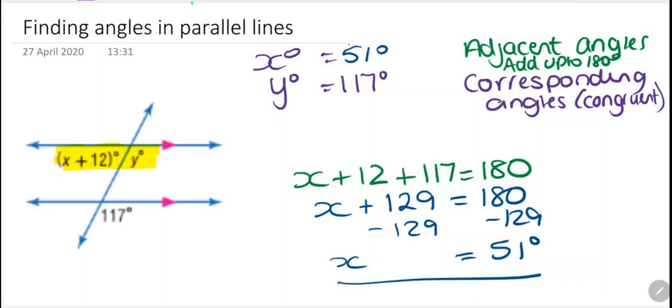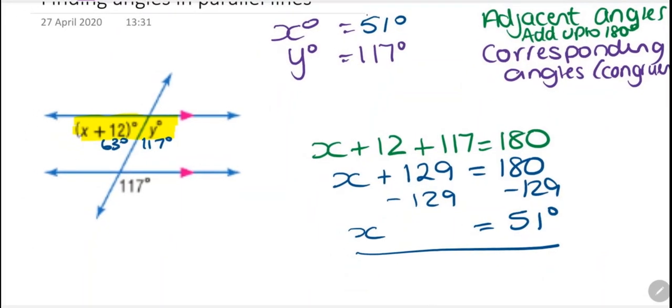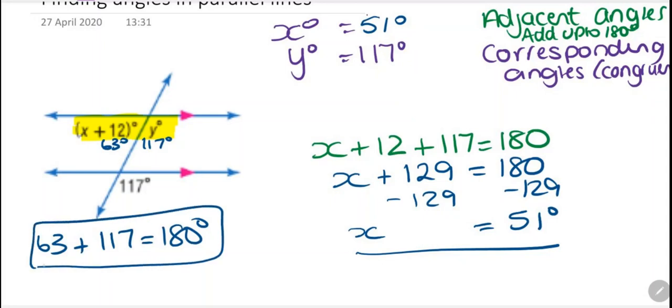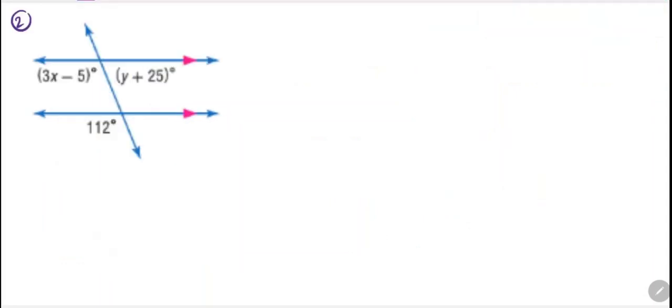But this is x plus 12. So the missing value here would be 51 plus 12 is 63 degrees. This value is 117. And if we check, 63 plus 117 is 180 degrees. So let's look at question 2. Again, we need to find the value for x and the value for y.